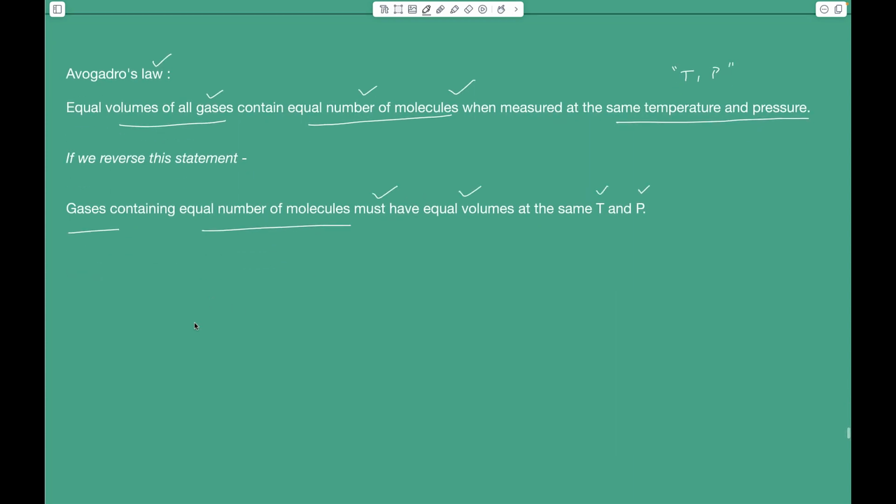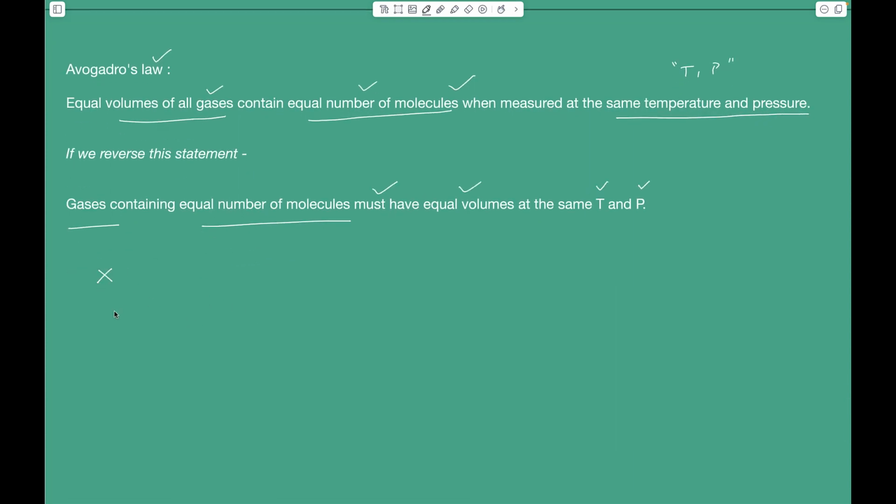So that means if you take X number of molecules of helium, X number of molecules of hydrogen, and the same number of oxygen molecules, same number of carbon dioxide molecules, and so on, because all these gases have the same number of molecules, they must all have the same volume when measured at the same temperature and pressure. That is what this statement says.